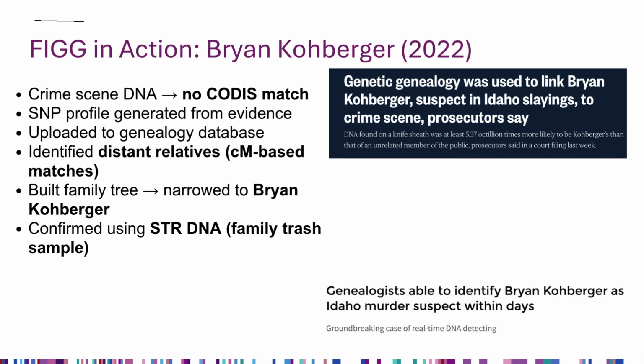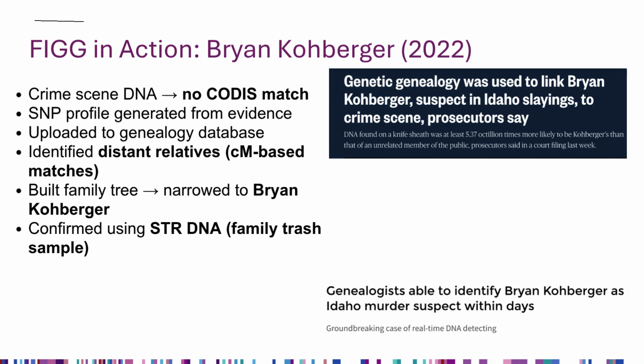Let's take a look at FIG in action. The first cold case solved using the FIG method involved the Golden State Killer. I think we've all probably heard about that, and if you haven't, feel free to go look it up. And while forensic genetic genealogy is often used in cold cases and identifying unknown remains, the Bryan Kohberger case represents a situation where FIG was used effectively to solve a current crime, one where the perpetrator could have possibly offended again if not caught quickly.